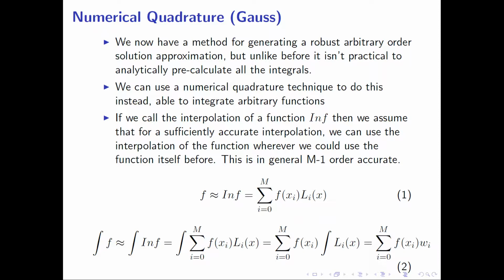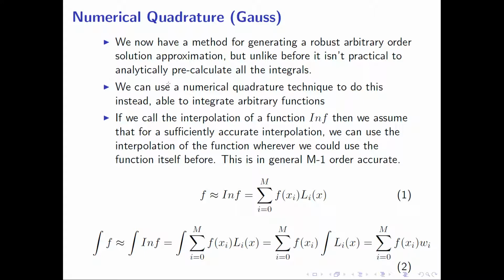Thanks to our work in Module 3a, we now have a robust method of generating an arbitrary order solution approximation. But in comparison to the simple linear solver that we developed in Module 2, it's impractical to assume that we can pre-calculate all the integrals analytically, because we may have any particular arbitrary order solution approximation. So we need to use some sort of numerical integration technique, commonly called quadrature, which you've likely seen in some of the assumed prerequisite knowledge.